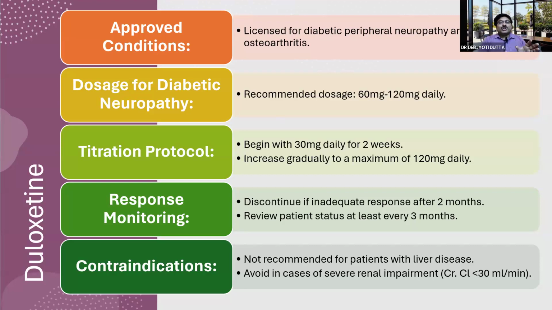The recommended dosage is 60 to 120 milligrams, but usually we go from a lower dose, as all antidepressants are given at a comparatively lower dose for pain. So the starting dose is 20 milligrams at bedtime, gradually increasing up to 60 milligrams. That is up to the level we commonly go for pain. But if the patient is not responding, you can go up to 120 milligrams. That is the maximum dosage in diabetic neuropathy.